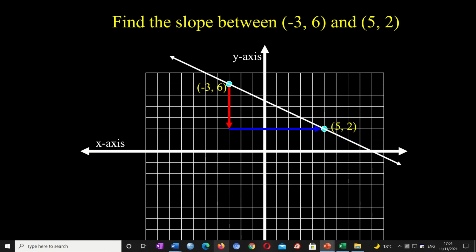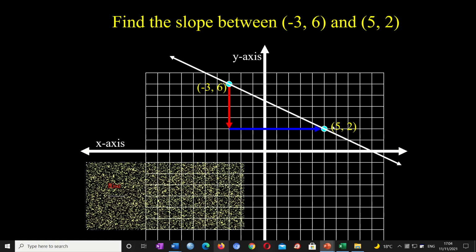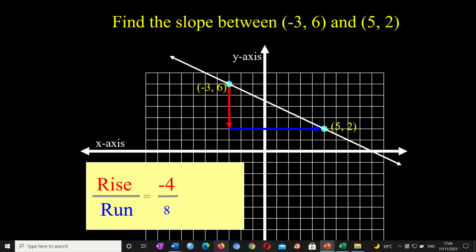This is exactly the slope of a wheelchair ramp, or the slope of the stairs of a house, okay, exactly the same thing. So you see that this is rise, it goes down, and this is run. Rise over run. -4 over 8. When we draw like that, 1, 2, 3, 4, that's -4, okay? And I have to run 8. So my slope is -1 over 2.